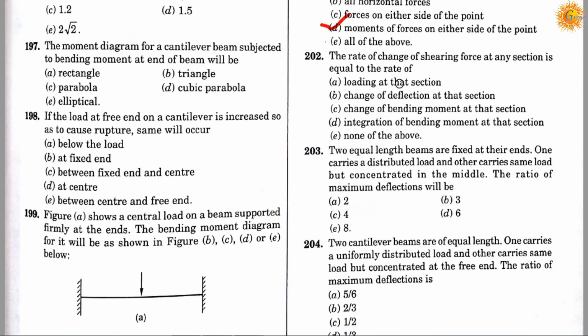Question number 202. The rate of change of shearing force at any section is equal to the rate of option A, loading at that section, option B, change of deflection at that section, option C, change of bending moment at that section, and option D, integration of bending moment at that section, and option E is none of the above. Correct answer is A. It will be loading at that section.